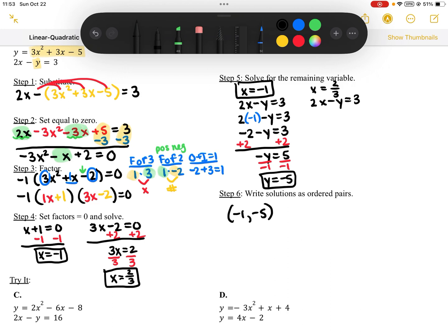Now I need to repeat that process for my second x value. So I'm going to go ahead and substitute in 2/3. So I'm going to have 2 times 2/3 minus y equals 3. 2 times 2/3 is 4/3 minus y equals 3. Now I need to get y by itself. So I'm going to subtract 4/3 from both sides. So I get -y equals, and now I need to do 3 minus 4/3.